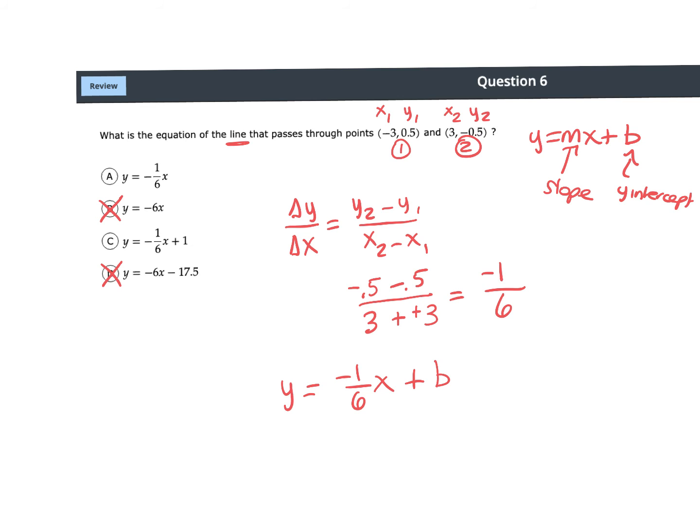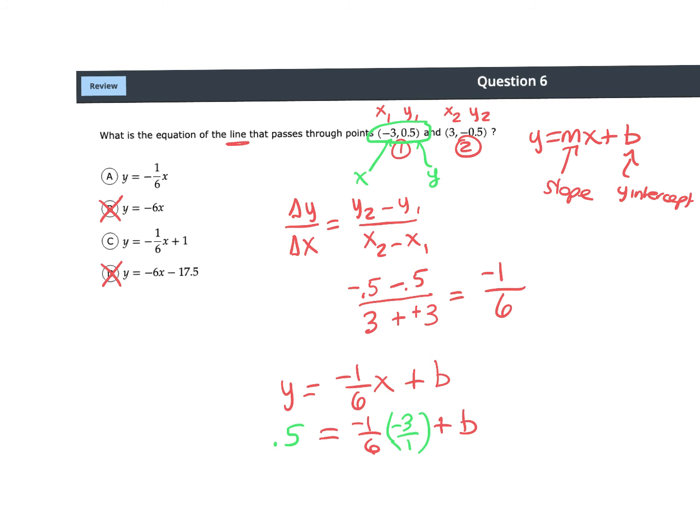I'll just mark this in green now. And I know this is my x and this is my y, just like it was before. So I'll replace my y with 0.5. I'll show that in green. And I'll replace my x with negative 3. And I'll write negative 3 over 1 just for ease. And I'll say plus b.